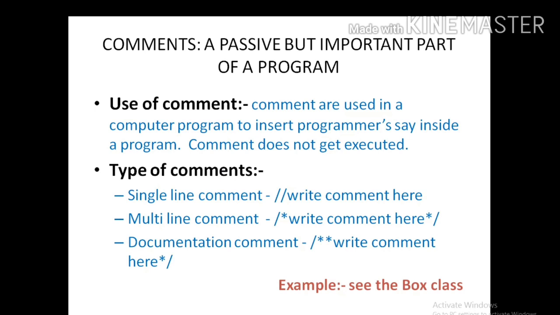Comments are a very important part of any programming language, although they do not get executed. Using comments, a programmer can insert his or her remarks about any part of the program. As can be seen, in Java three types of comments are used. That is the single line comment. This is how we are going to write the single line comment. Multi-line comment. This is how we are going to write the multi-line comment. Documentation comment. This is how we are going to write the documentation comment.